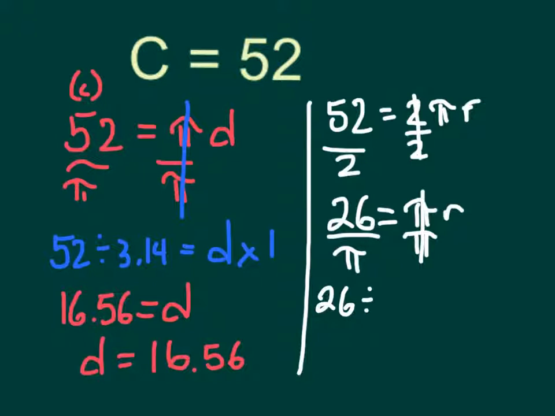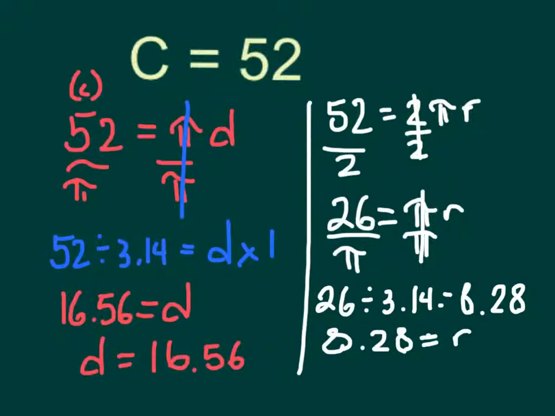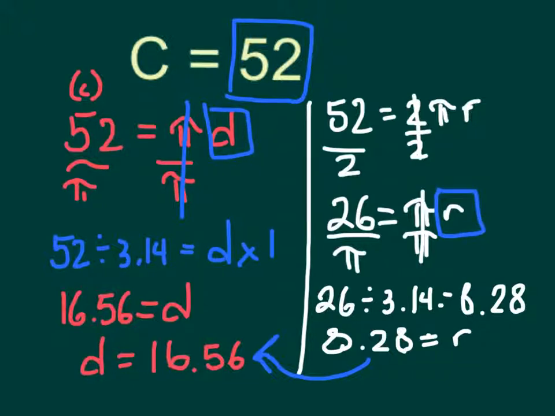26 divided by 3.14 equals 8.28, and so my radius would be 8.28, which would equal r, radius. And how I know I'm correct is because if I multiply 8.28 times 2, it will equal 16.56. So using my circumference formula, I was able to figure out what the diameter would be and what the radius would be for any other number.